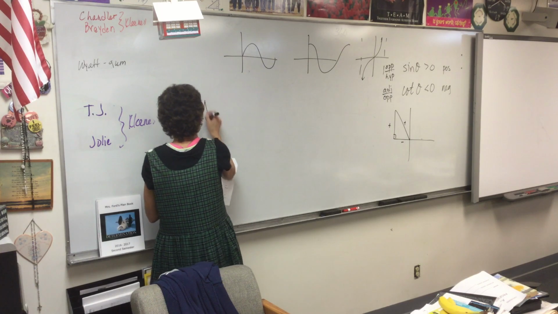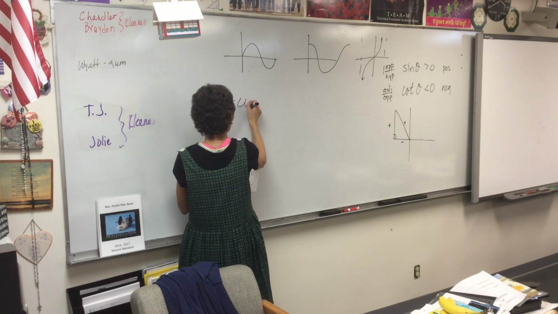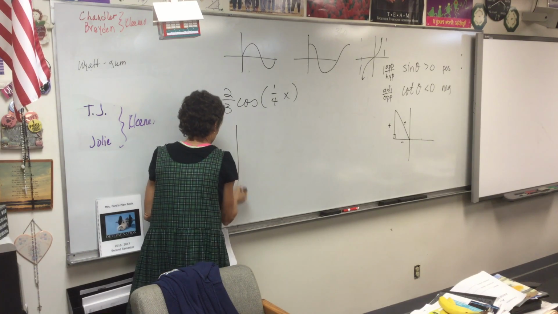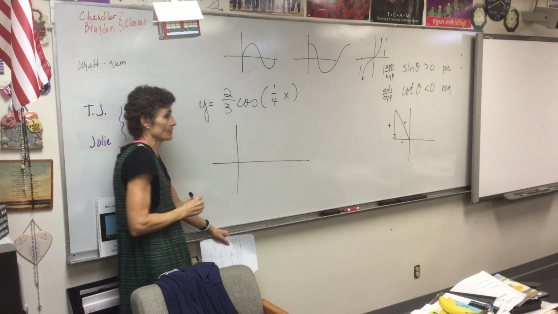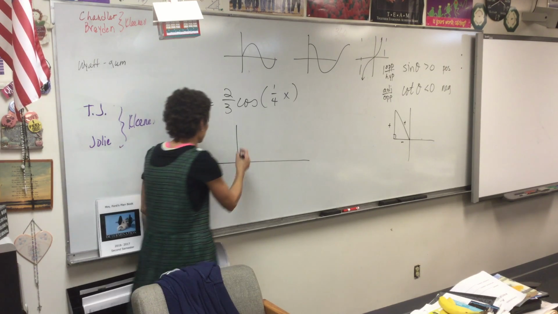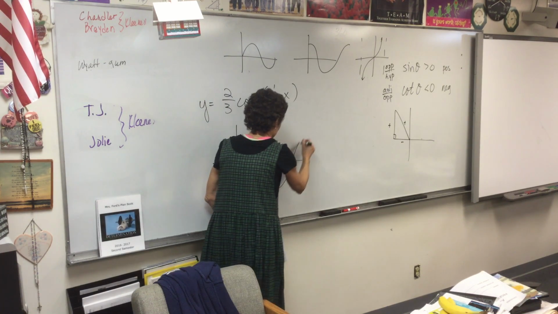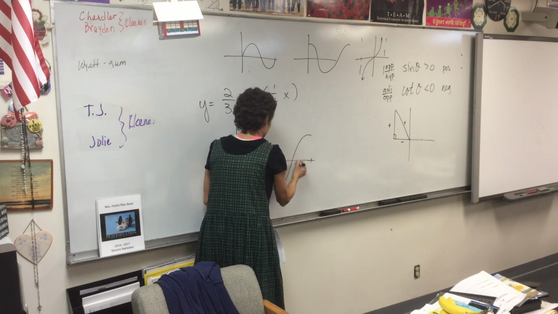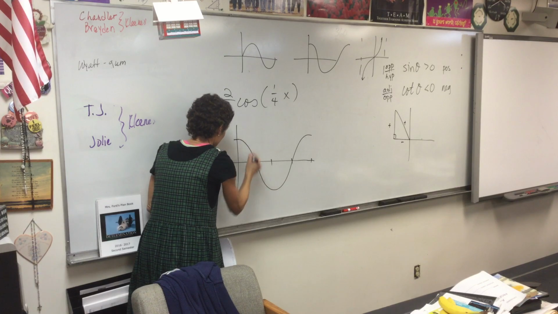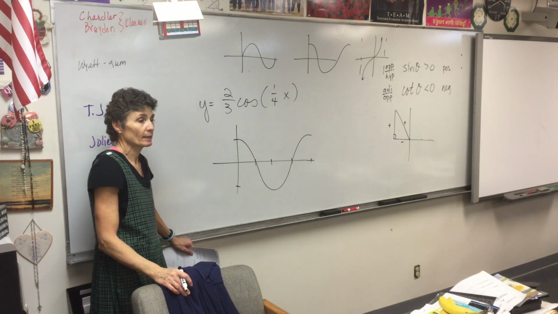So we are going to sketch y equals 2/3 cosine 1/4 x. So tell me. I know a cosine looks like this. I have to label those and I have to label these. Tell me how to label anything.